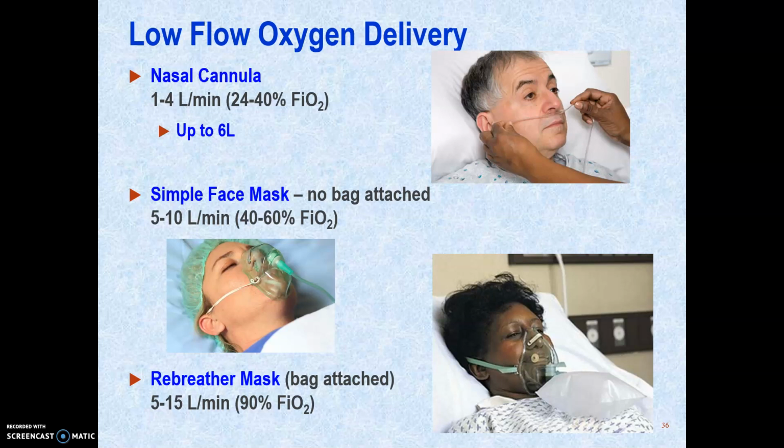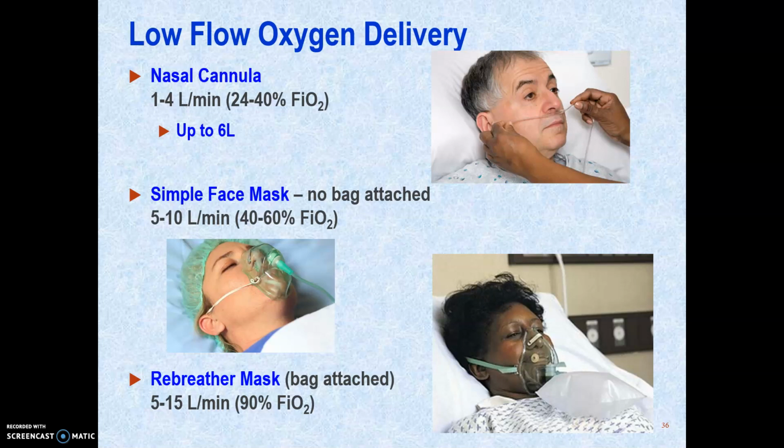Okay, so you need to know the delivery systems: how many liters a minute, what FiO2, what's the limit for nasal cannula, and all these other delivery systems. You need to know these, okay? The picture to the right on the first one is showing how you put the nasal cannula in the nose. It's a good idea to turn the oxygen on, regardless of how you're delivering it, and make sure it's flowing before you put it on the patient.